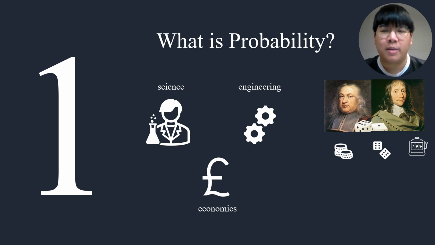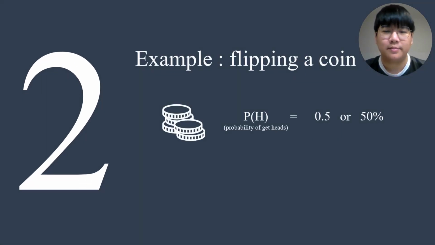Probability is a bunch of math that we use to calculate the likelihood of an event occurring. It's the tool that we use to make sense of uncertainty in our daily life. Let's see how it works.